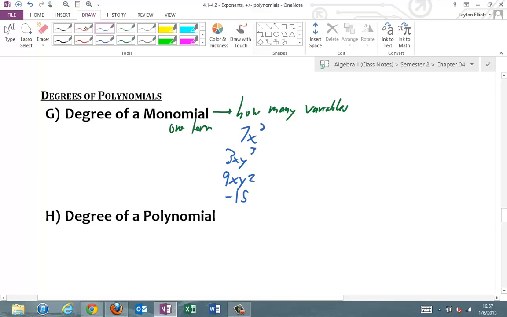How many variables are present? 7x squared has 2. I'm just going to put a little 2 here. 3xy cubed, there's 1 x and 3 y's, giving you a total of 4 variables. 9xyz, there's 1 x, 1 y, and 1 z, giving you a total of 3 variables. And negative 15 has a total of 0 variables. Something important here is that these exponents are always going to be positive, and they're not going to be fractions, so we're not really going to mess with anything like that.